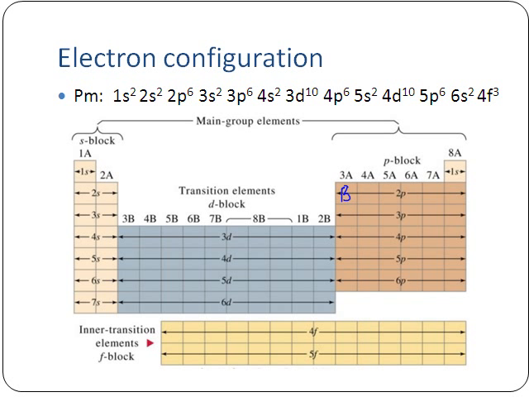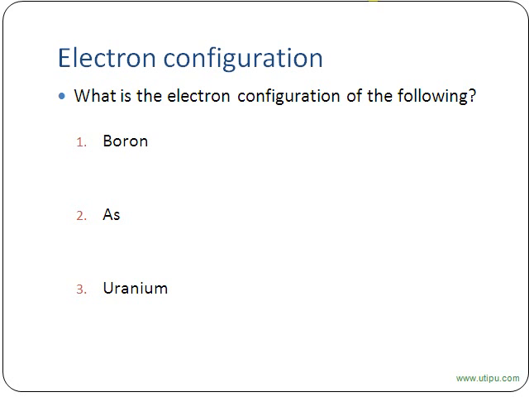And so what do we have to do? We know we're going to start off with our 1s filled, so we'd have 1s2. Then we have our 2s filled, 2s2. And then our 2p would have just 1. So we'd have 1s2, 2s2, 2p1 would be what our answer should be here. So that would be the electron configuration of boron.